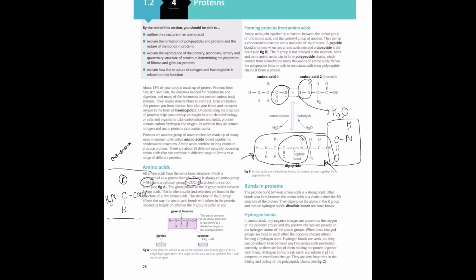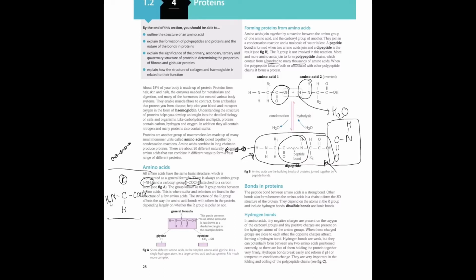More and more amino acids join to form polypeptide chains. So we'll have another amino acid here, and the whole thing will be called a polypeptide, which contains from 100 to many thousand of amino acids. When the polypeptide folds or coils or associates with other polypeptide chains, it forms a protein.